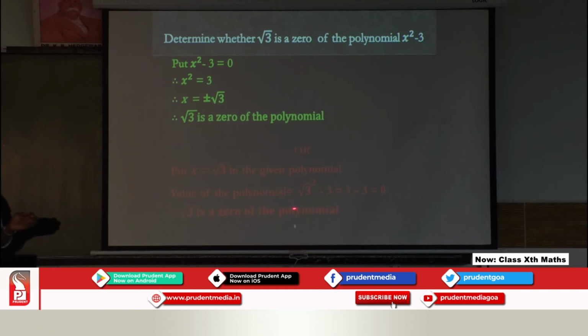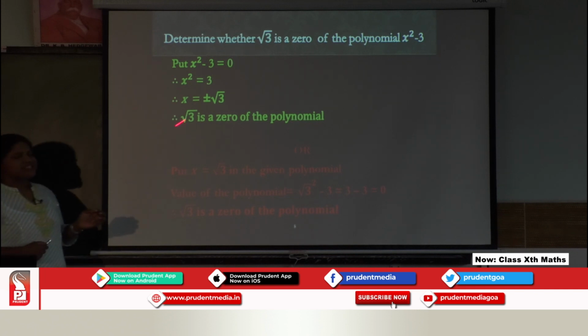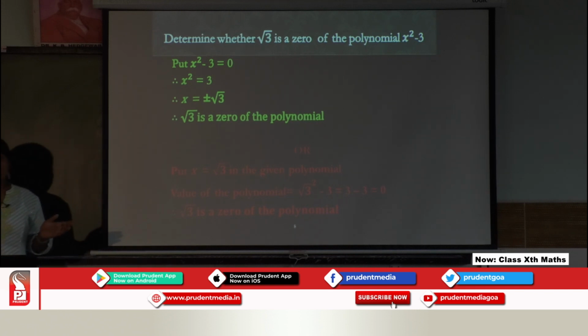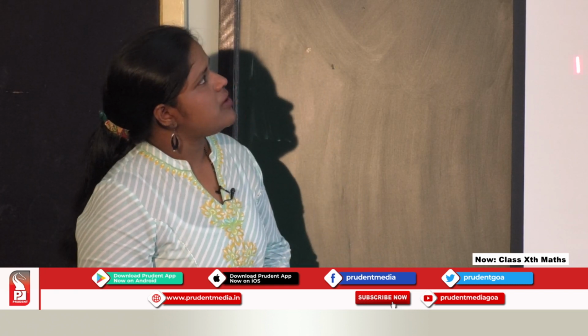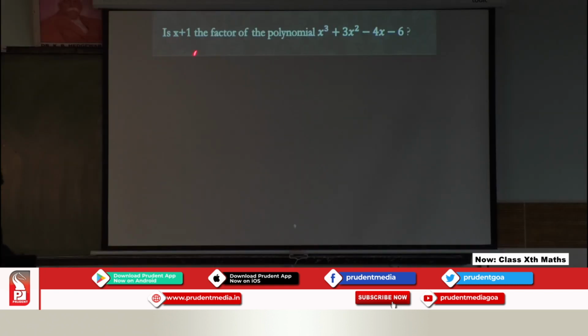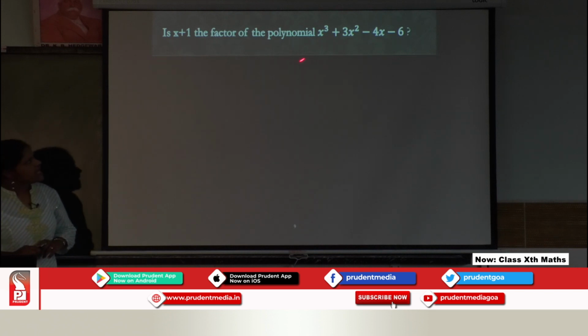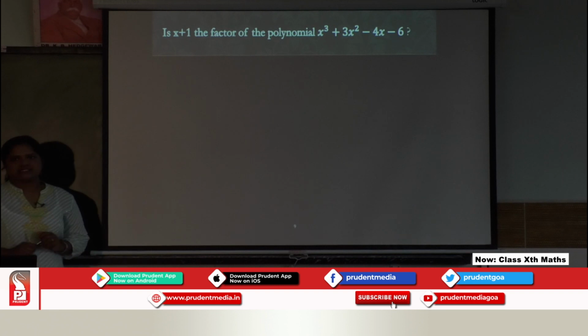Therefore, root 3 is 0 of the polynomial. You can use either method, method 1 or method 2. Both are correct. Okay. Now let us see this problem. Is x plus 1 a factor of the polynomial x cube plus 3x square minus 4x minus 6?